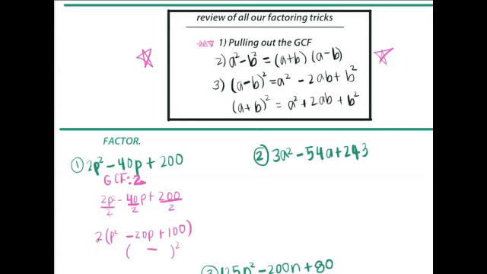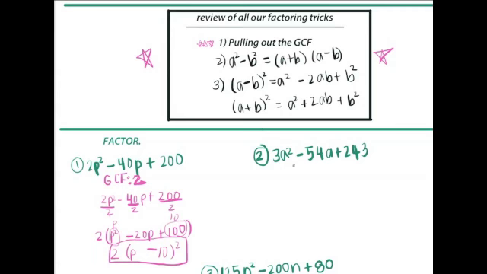Don't forget my GCF, I just dropped that down. Whatever goes in the first slot is the square root of this term, which is p. What goes in the second slot is the square root of this term, which is 10. So my final factoring for this is 2 times p minus 10 squared. So combined factoring, more than one factoring method, is what we're doing today. Let's go ahead and look at number 2.